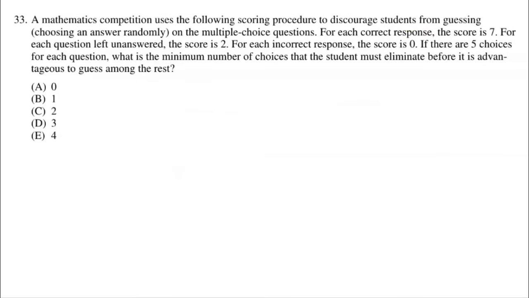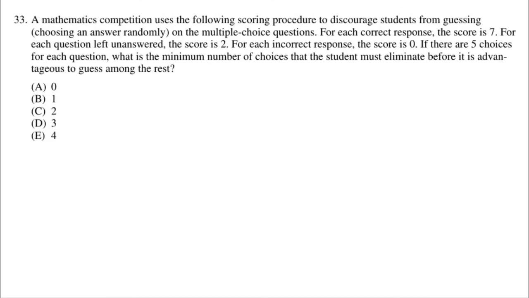All right, a mathematics competition uses the following scoring procedure to discourage students from guessing, choosing an answer randomly on the multiple choice questions. For each correct response, the score is 7. For each question left unanswered, the score is 2. For each incorrect response, the score is 0. There are 5 choices for each question. What is the minimum number of choices that the student must eliminate before it's advantageous to simply guess?